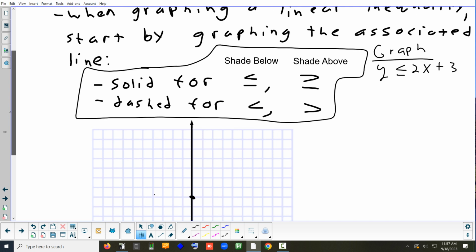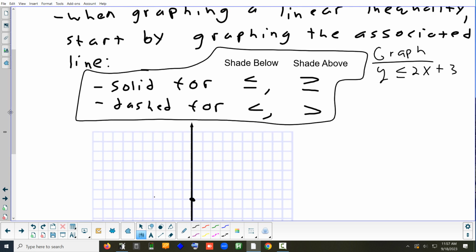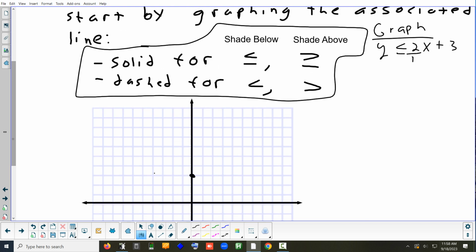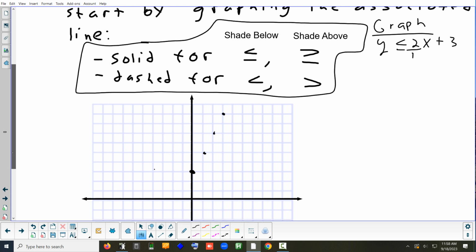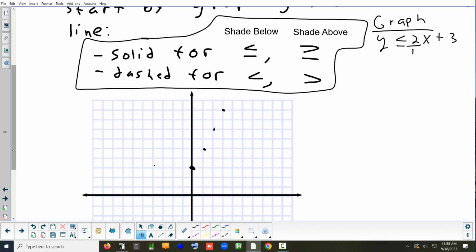And now my slope is what? 2. Yeah, you want to think of it as a fraction. And 2 over 1 tells me from the y-intercept to go which way? Yep, up 2, right 1. Up 2, right 1. Do it a couple times. And now, would this be solid or dotted? Solid. So let's draw, I need to fix that, a solid line.